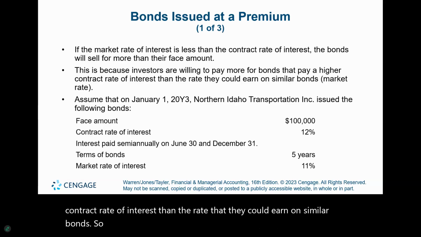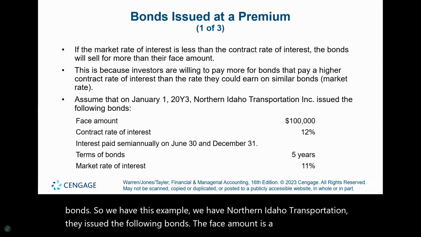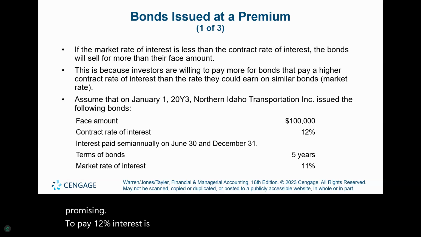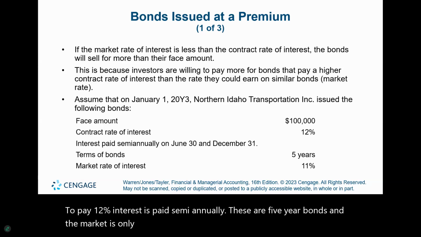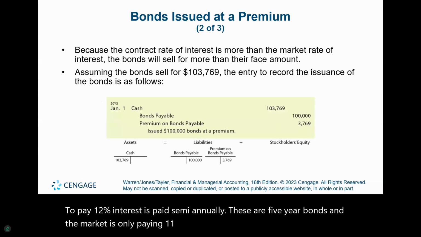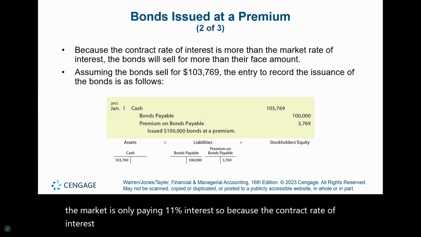So we have this example. We have Northern Idaho Transportation. They issued the following bonds. The face amount is $100,000. They are promising to pay 12%. Interest is paid semi-annually. These are 5-year bonds, and the market is only paying 11% interest. So because the contract rate of interest is more than the market rate of interest, the bonds are going to sell for more than their face amount.